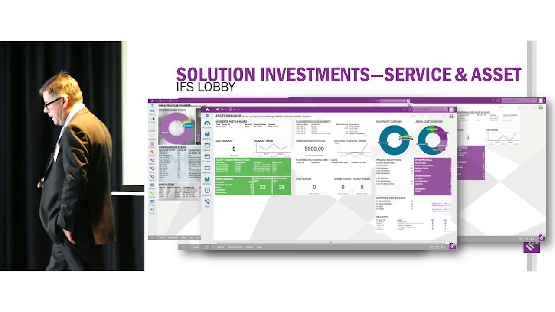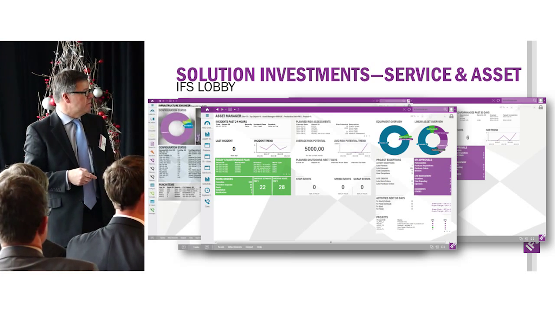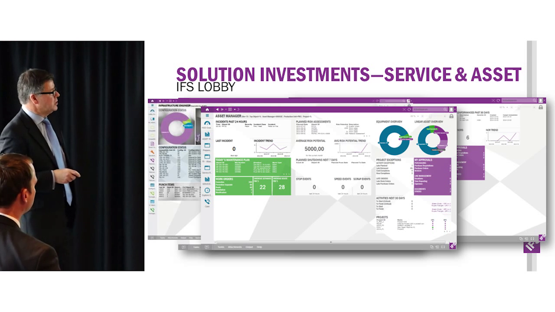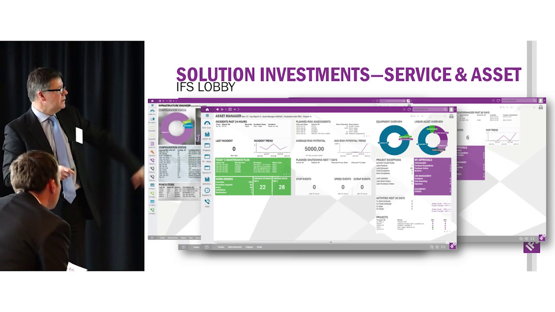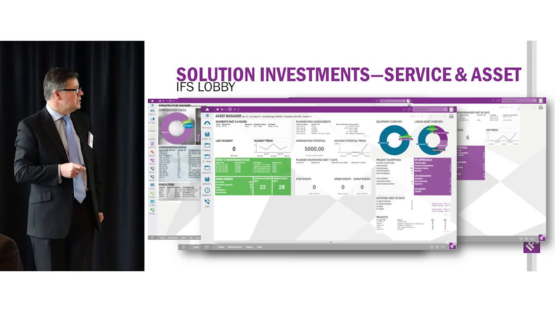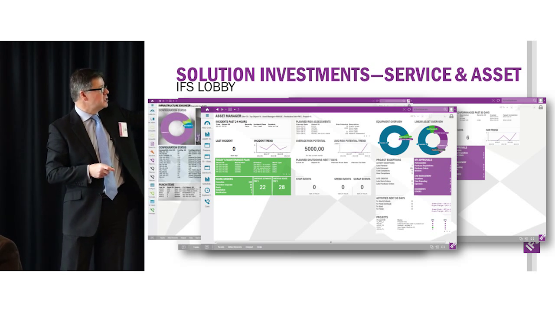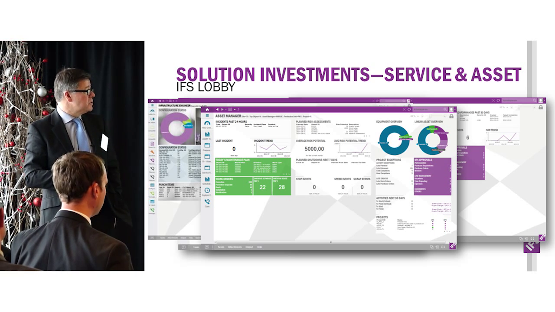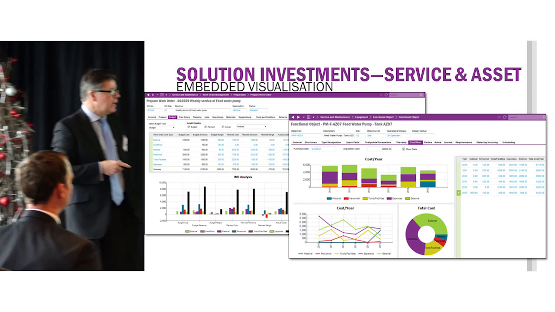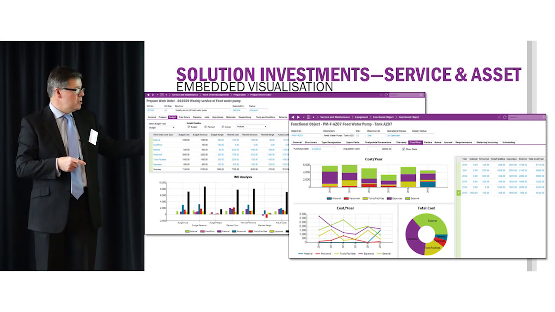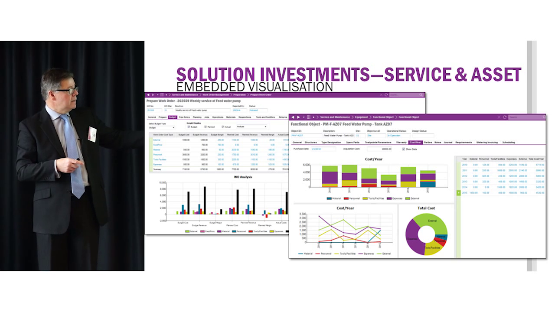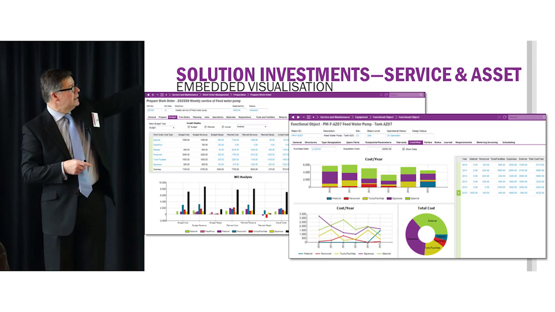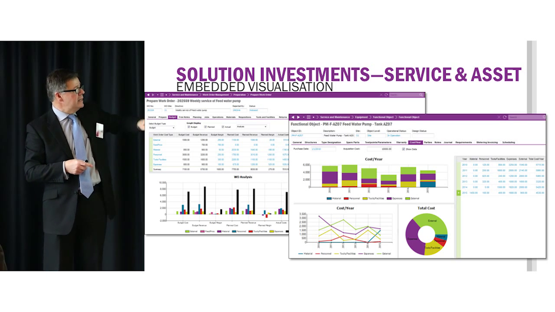Okay, so Pekka talked about lobbies and visualization. So I'm not going to go into too much detail on that, but just to say that in the service and asset management world, we have clearly specific lobbies that have been developed in the application directly. These are visualization. This one is representing a work order, an individual work order.